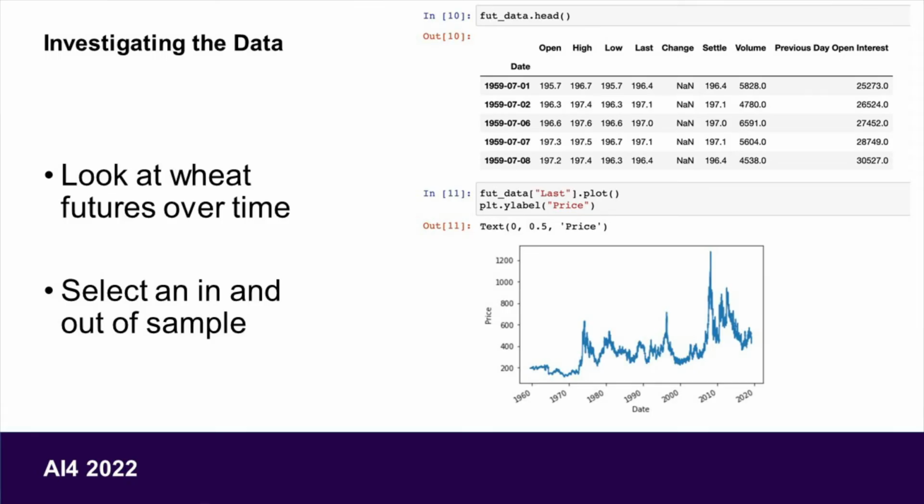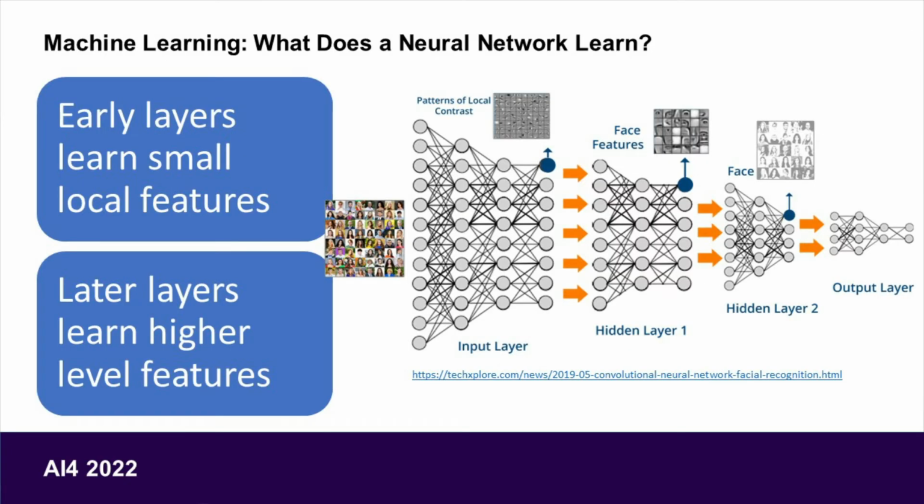So let's look at this data. And so here is the wheat price daily over the last 50 some years. And you can see it's a pretty volatile market. And so in data science, it's really important that we select an in-sample and out-of-sample because we don't want to be biasing our models, especially when we're in a low data regime.